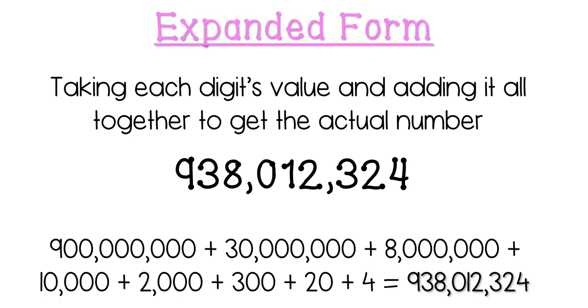Now let's practice with expanded form. Expanded form is just taking each of the digits' value and adding them all together to get our actual number. So we're doing exactly what it says. We are expanding the digits. So the 9 is in the 100 millions place. So that means I have to have this say 900 millions. And I'm going to add it to 30 million because my 3 here is in the 10 millions place. I would keep doing this for each digit, and when I added them all up, I would get my number here.